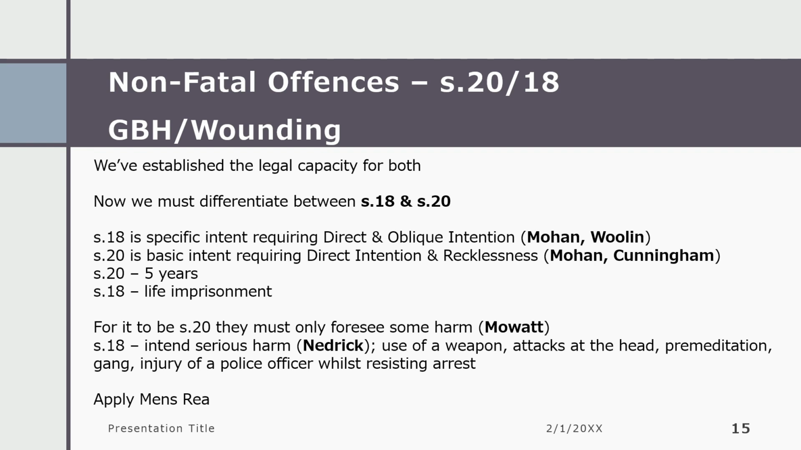So for it to be section 20, they must only foresee some harm, which is governed by R v Mohan. So the phrase "foresee some harm" needs to be memorized. That is absolutely key. So for section 18, the defendant must intend serious harm. That's why it is specific intent requiring just pure intention and not recklessness, because of the definition given in Nedrick, which is intend serious harm. So the clues for this could be the use of a weapon, attacks at the head, premeditation, gang attacks, injury of a police officer whilst resisting arrest.